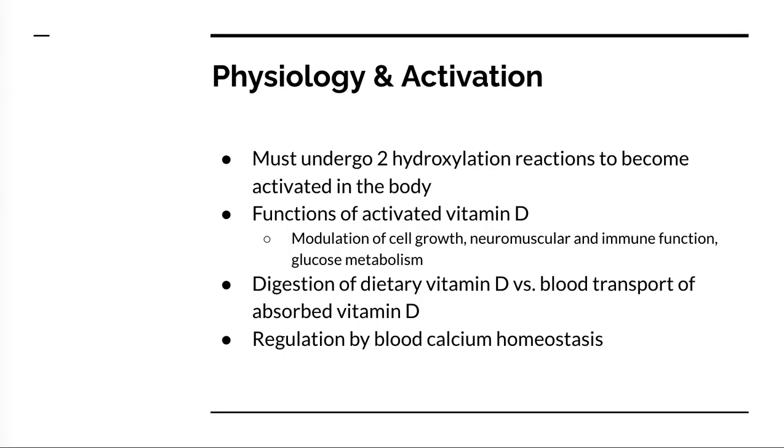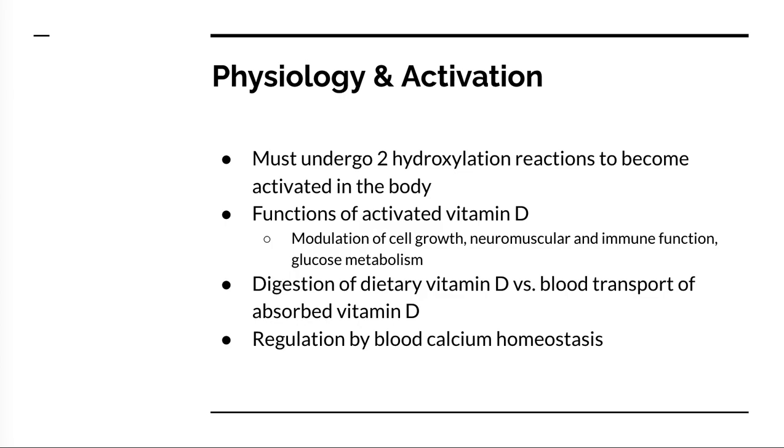Vitamin D from sun exposure, food, and supplementation is biologically inactive. It must undergo 2 hydroxylation reactions to be activated in the body. The first reaction is when the liver converts vitamin D to 25-hydroxyvitamin D, or 25-OHD, or calcidiol. The second reaction occurs mainly in the kidney when the calcidiol is converted to calcitriol, or 1,25-dihydroxyvitamin D, 1,25-OH2D.